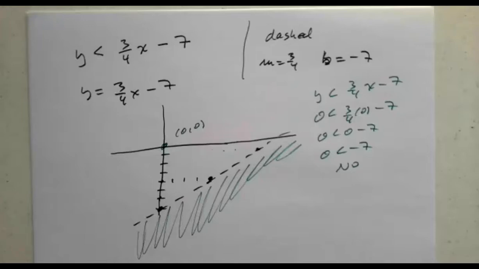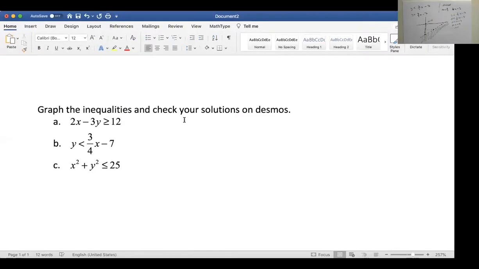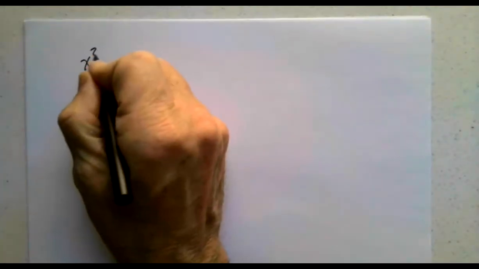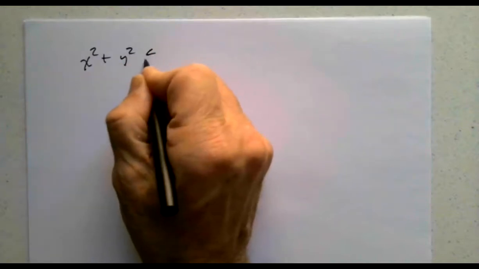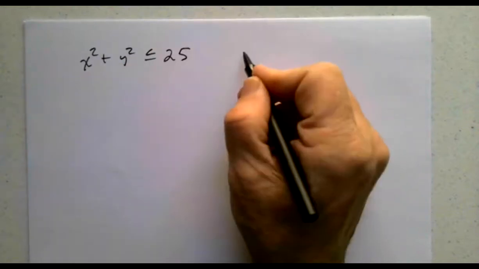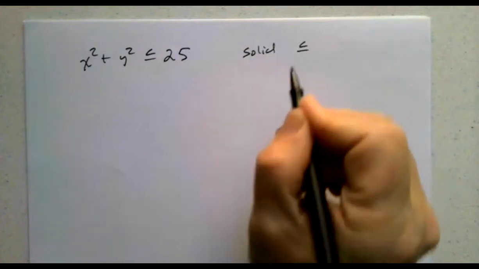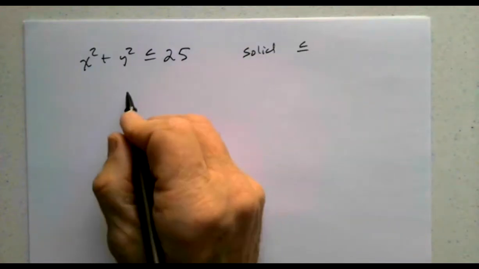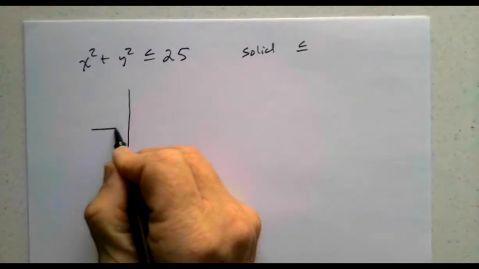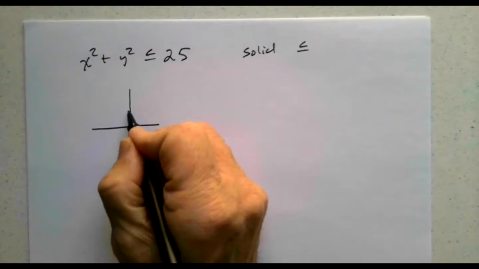And I believe there's one more question to do here, which is x squared plus y squared less than or equal to 25. So how do we do that? X squared plus y squared less than or equal to 25. It is a solid line here because of the less than or equal, right? The equal sign is what makes it solid. And this is just a circle of radius 5 centered at the origin.